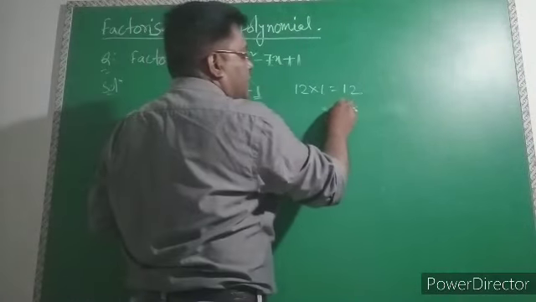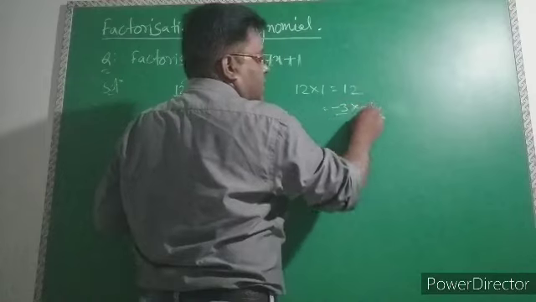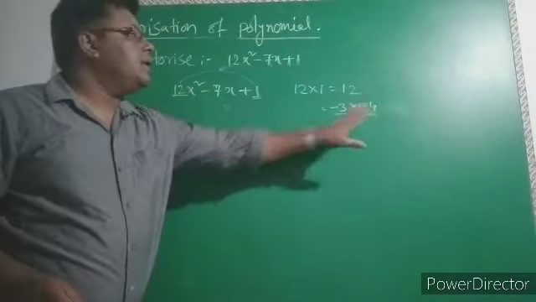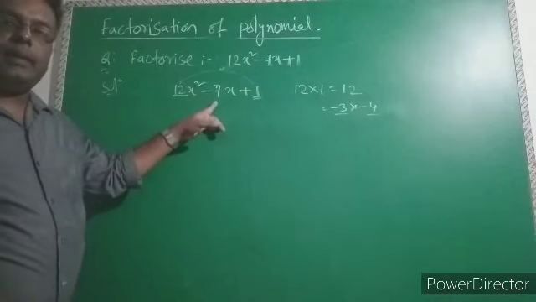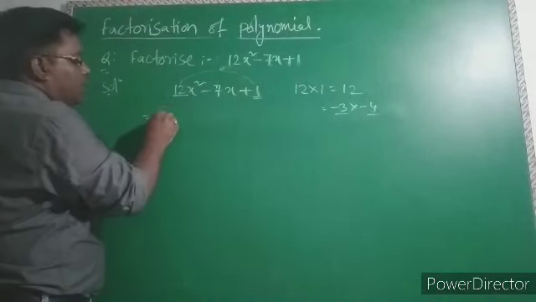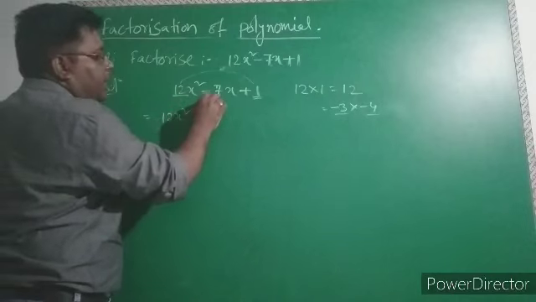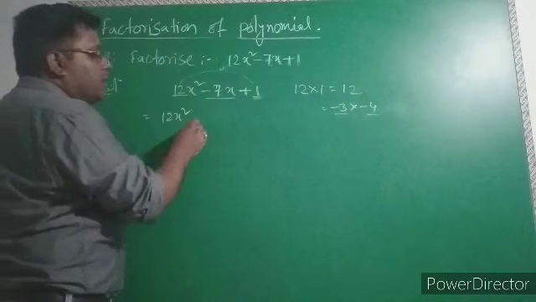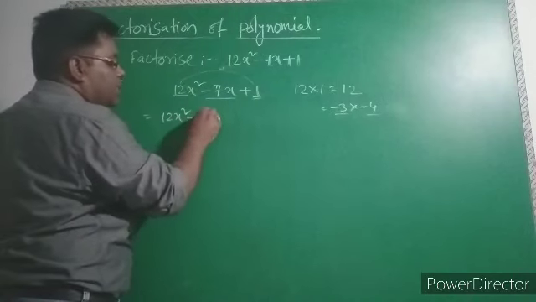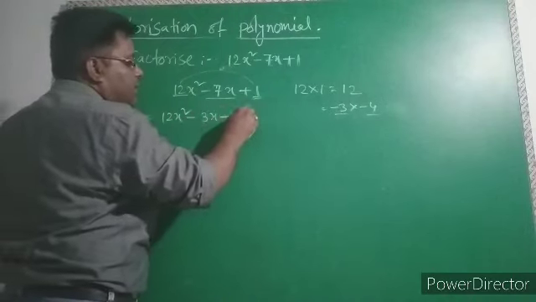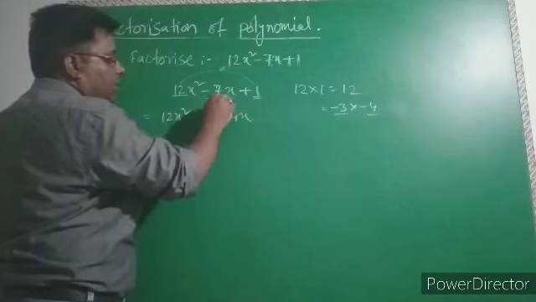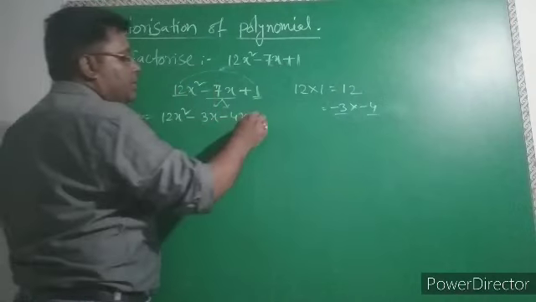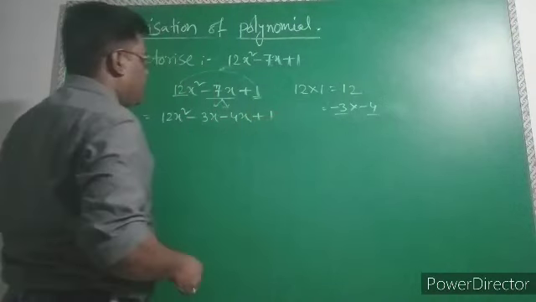So 12 can be written as minus 3 into minus 4. It is minus 3 into minus 4, which is plus 12, and minus 3 plus minus 4 becomes minus 7. So the middle term of our quadratic expression, minus 7x, can be split like this: minus 3x and minus 4x. You can write this as minus 3x and minus 4x, so it becomes minus 7x plus 1.